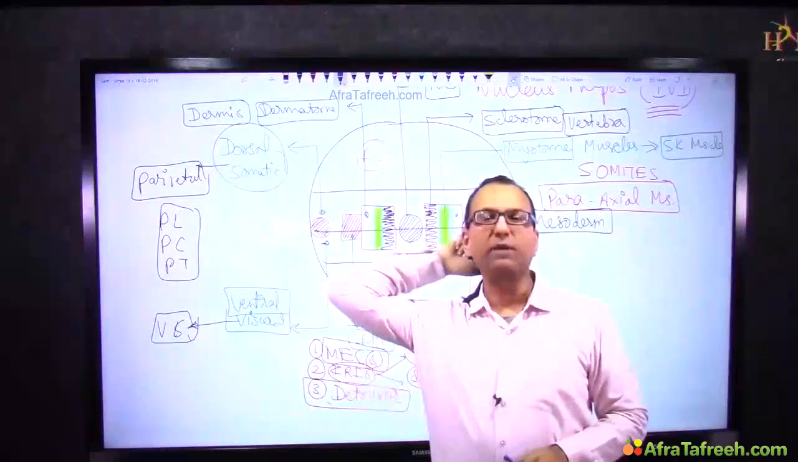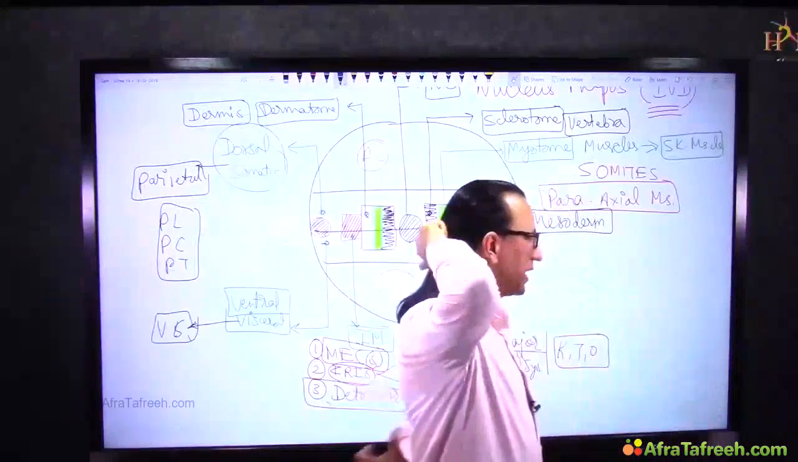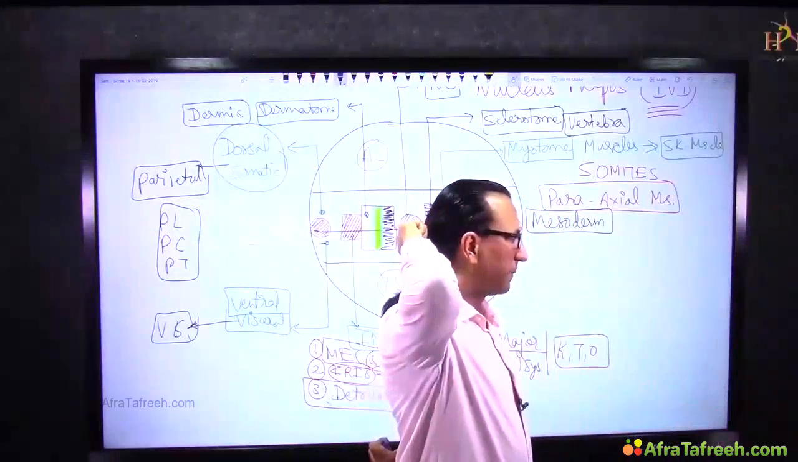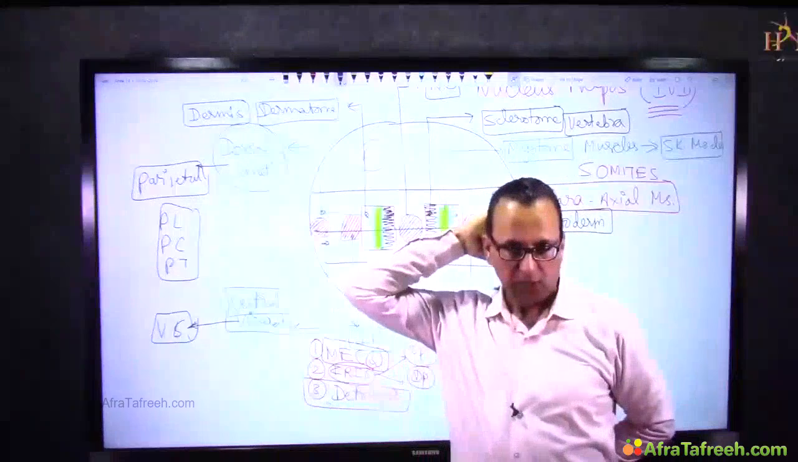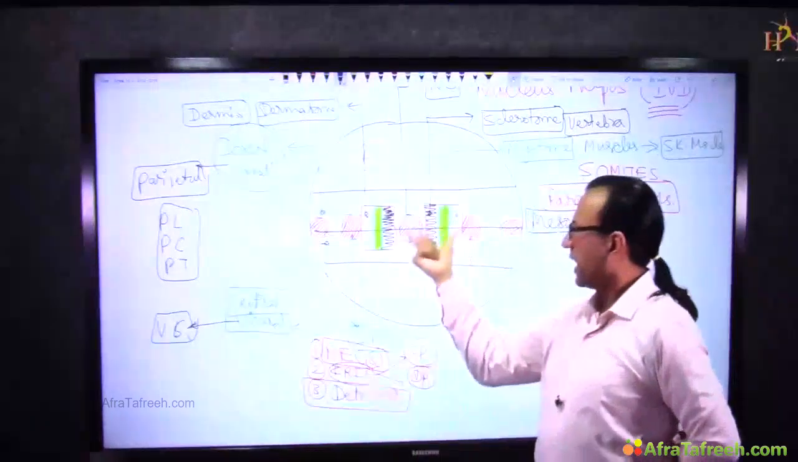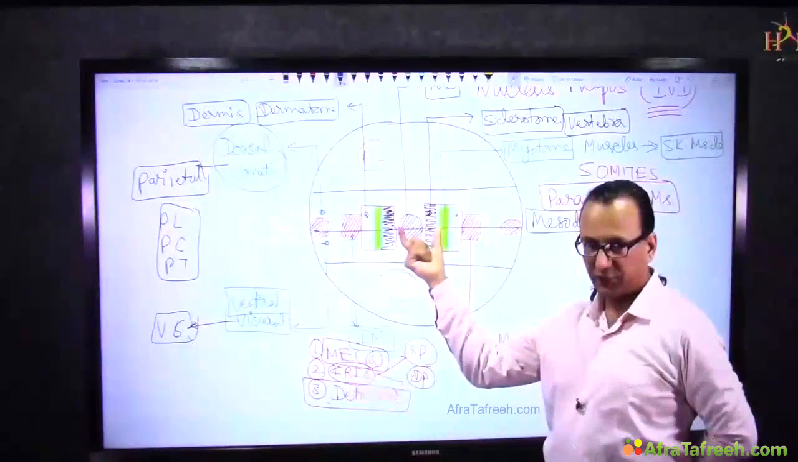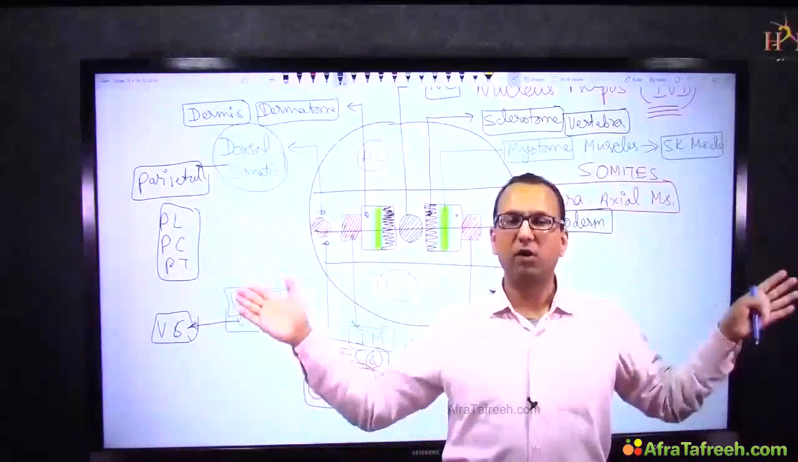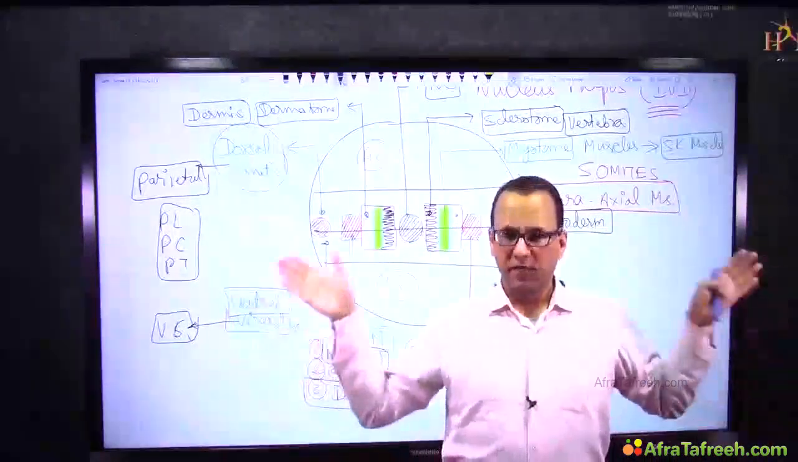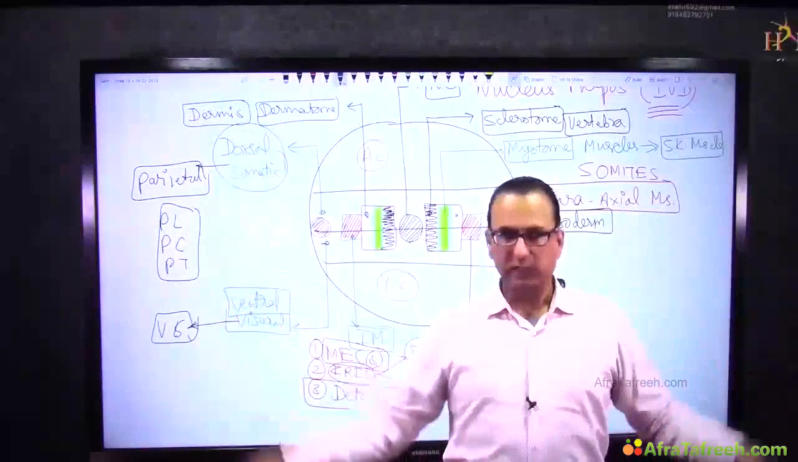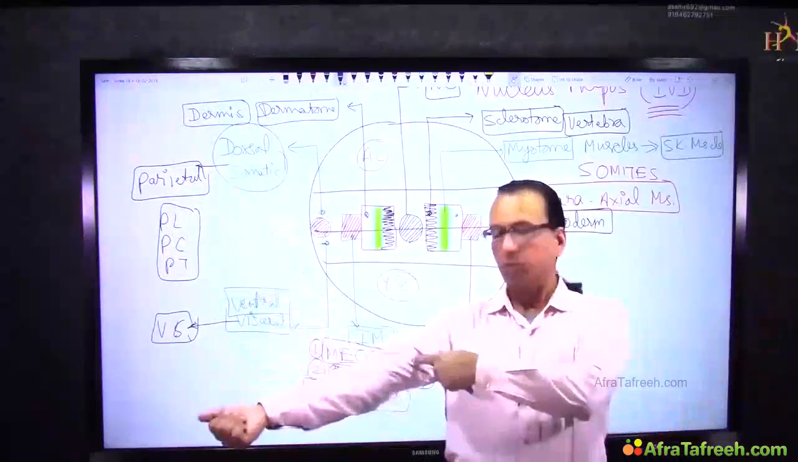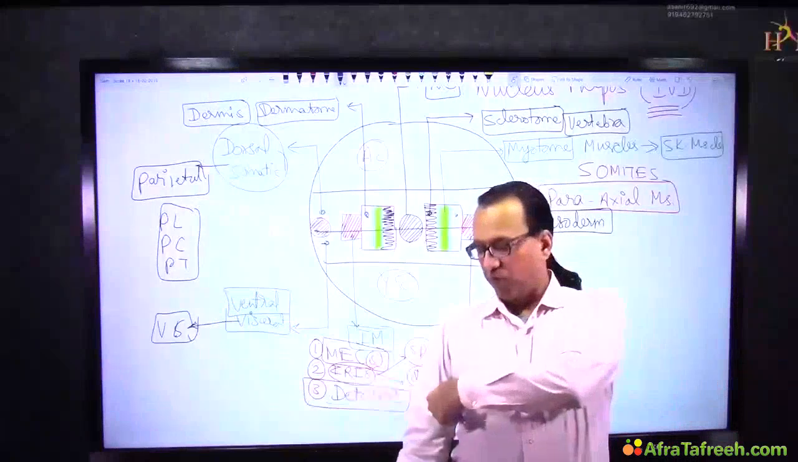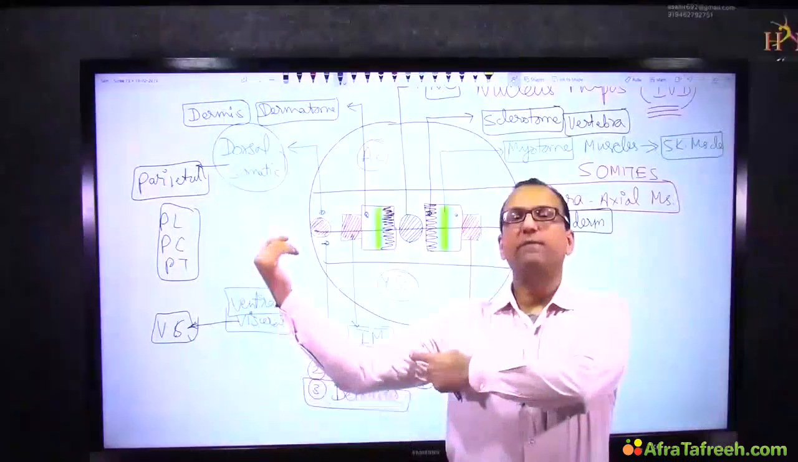Occipital bone comes from the same place from where the vertebra is coming from. You mean to say occipital bone is also from paraxial mesoderm? Yes. And what about the upper limb and lower limb bone? That is called appendicular skeleton. Let us talk about the appendicular skeleton also. For example, humerus bone or femur bone, upper limb, lower limb bone.